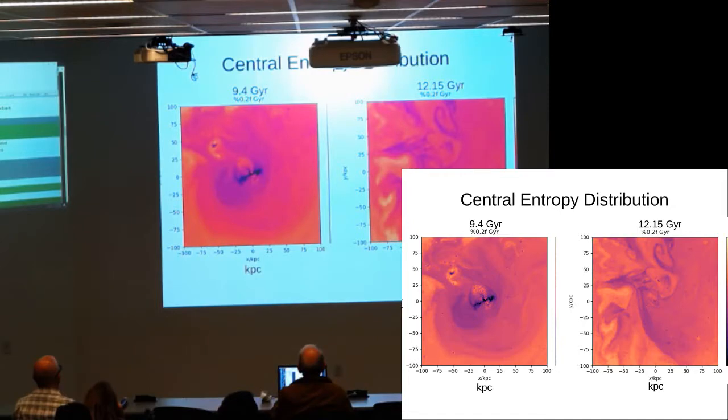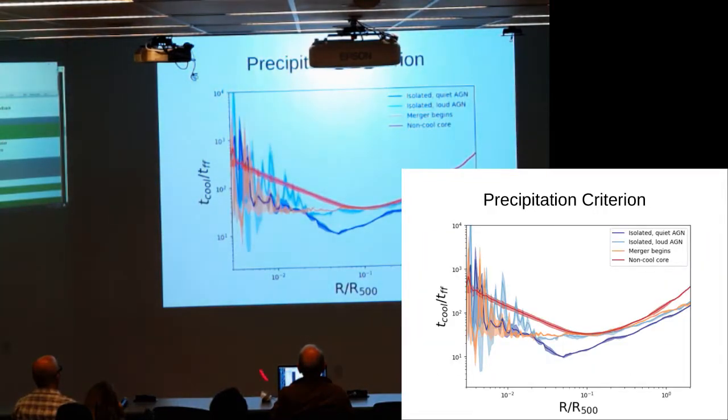So there are questions about exactly the details of how cooling is being suppressed. We're still looking into it, but one thing we looked at is this ratio of the cooling time to the freefall time that Mark Voit proposes as a measure of when precipitation begins. Precipitation should happen when it gets to about this level, and we see that after the merger, in a non-cool core state, this cooling time is uniformly large across the cluster core.